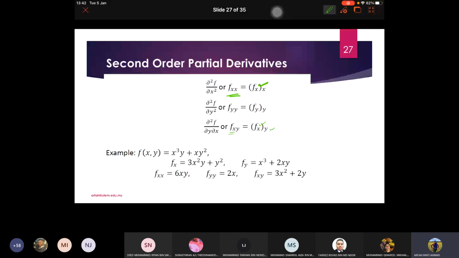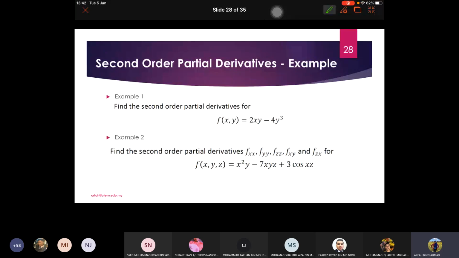So for example, if you have f of x, y equals x kuasa 3y plus xy kuasa 2, differentiate with respect to x, you will get 3x kuasa 2y plus y kuasa 2, differentiate with respect to y you get x kuasa 2 plus 2xy. So fxx, differentiating this gives 6xy. Fyy, differentiating this with respect to y, you get 2x. Fxy, x and then differentiate with respect to y. Okay. 3x kuasa 2 plus y.